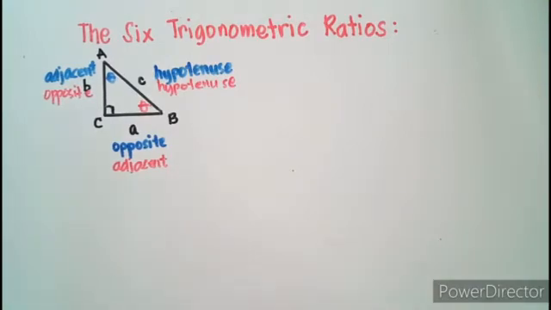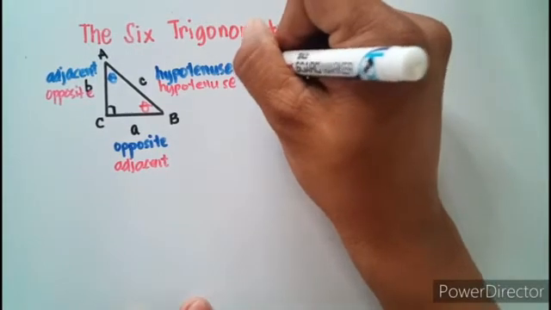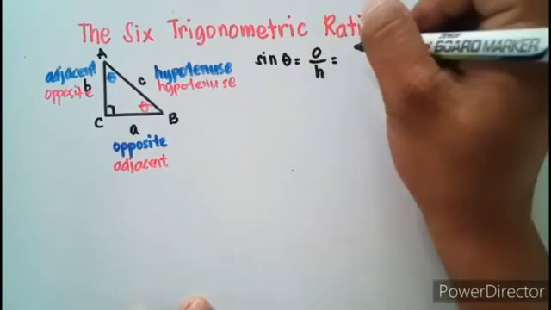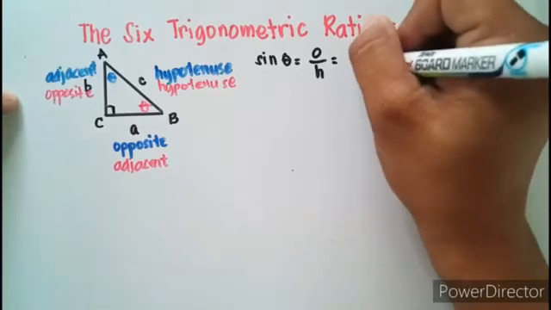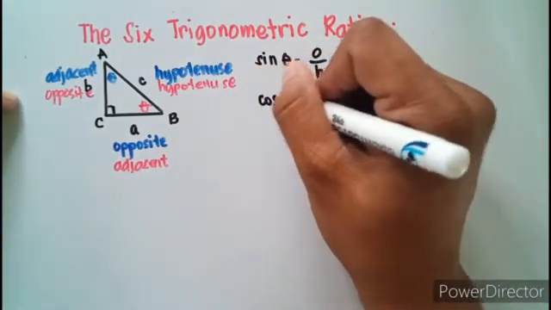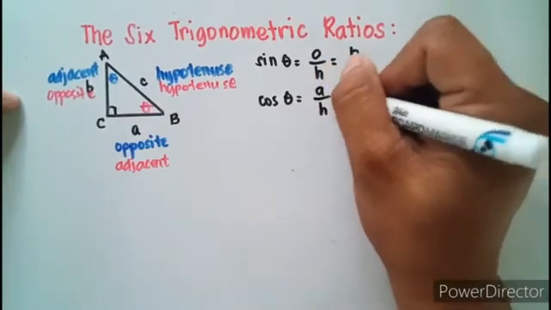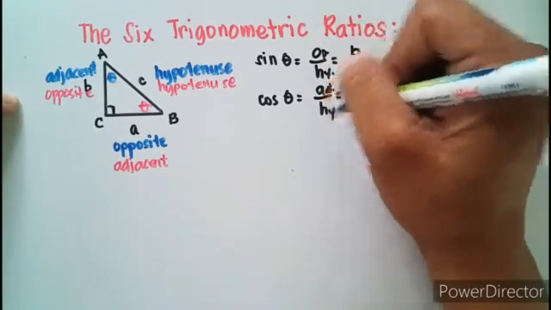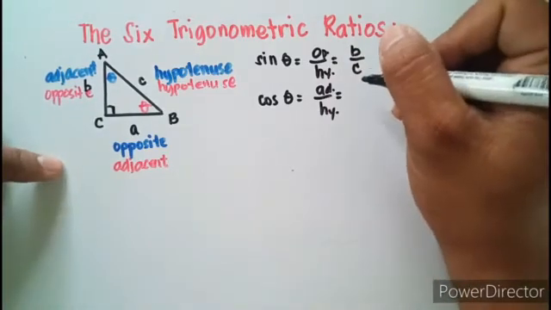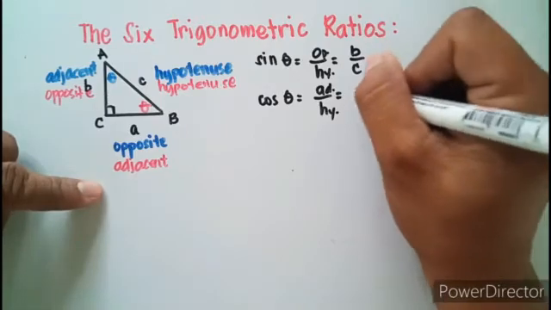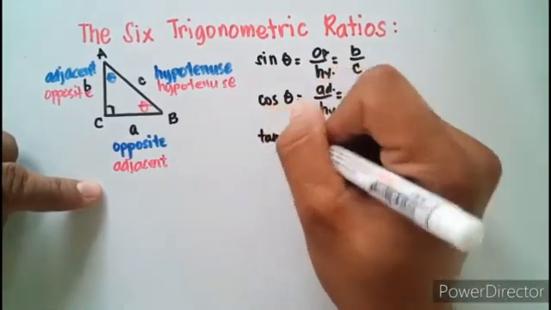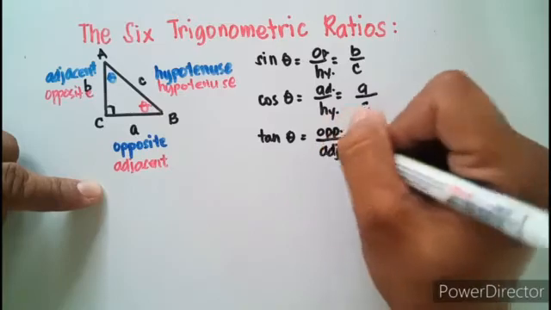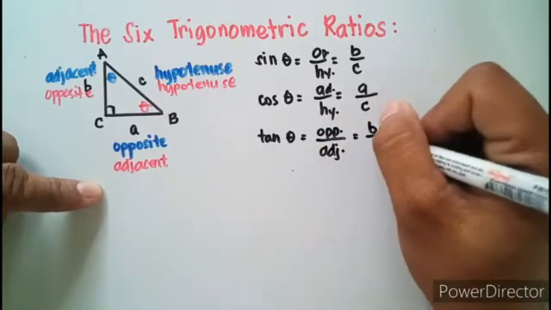Now, referring to our red theta, our sine theta now will be opposite over hypotenuse, that is b over c. Then our cosine theta will be adjacent over hypotenuse, that is, sorry, baka malito kayo. So adjacent over hypotenuse: adjacent is a, hypotenuse is c. Then our tangent theta is opposite over adjacent, so that is equal to b over a.